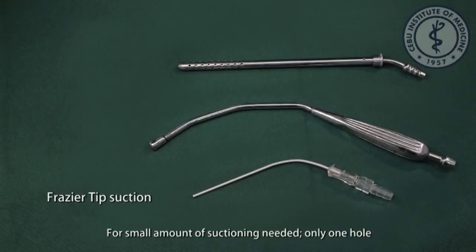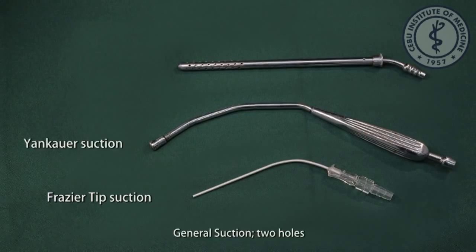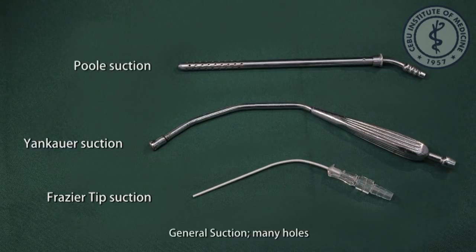Suction. Frazier tip suction, for small amount of suctioning needed, only one hole. Yankauer suction, general suction, 2 holes. Pool suction, general suction, many holes.